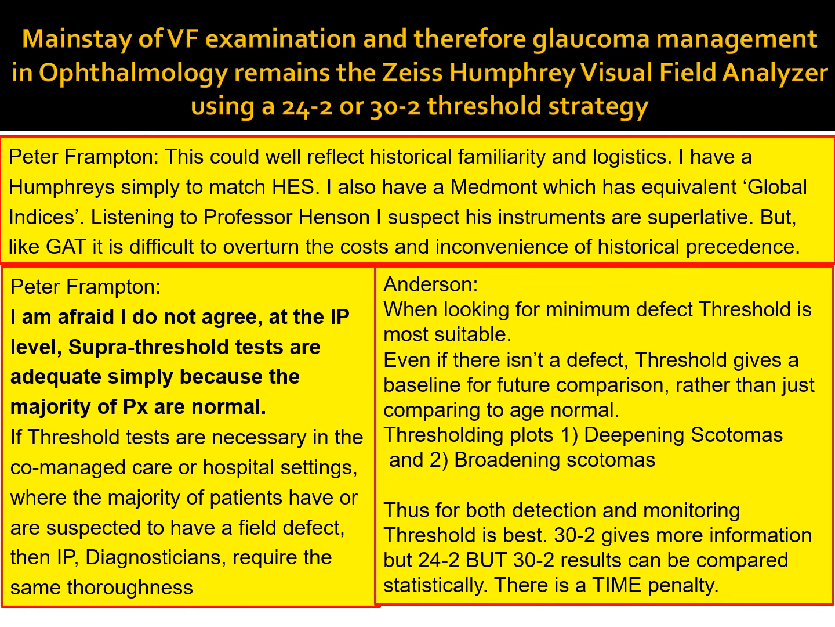Even if there isn't a defect, so if you've got ocular hypertension or a family history, thresholding gives you a baseline for future comparison, rather than just comparing to an age normal. Maybe not for patients who don't have anything else, but if you might think, well, in the future we may want a comparison here, then the thresholding plots allow us to see a deepening of scotomas and broadening of scotomas. So to me, for both detection and monitoring, thresholding is best. I just don't do anything else.